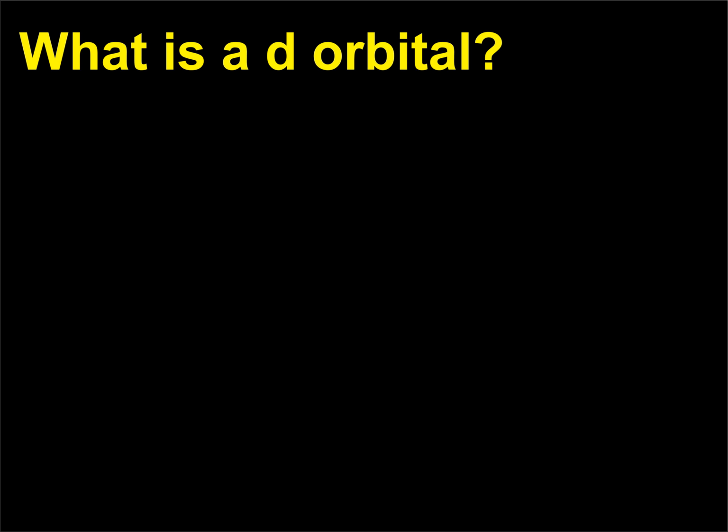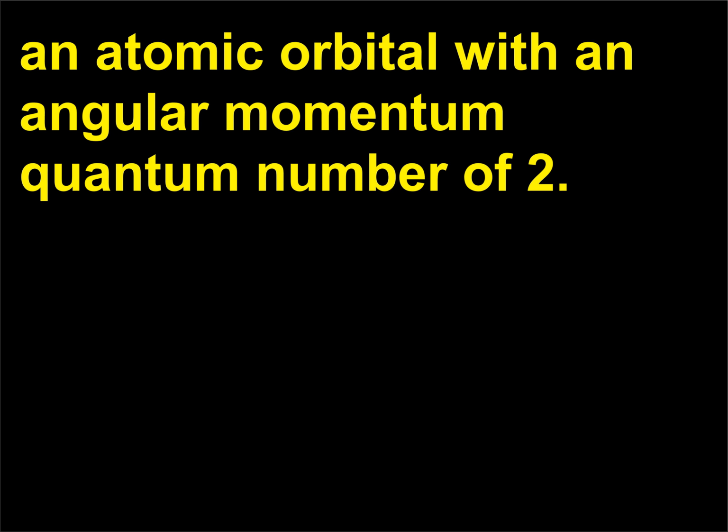What is a d orbital? An atomic orbital with an angular momentum quantum number of 2.